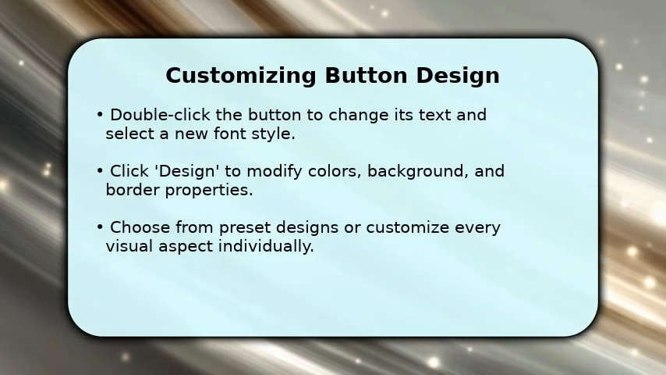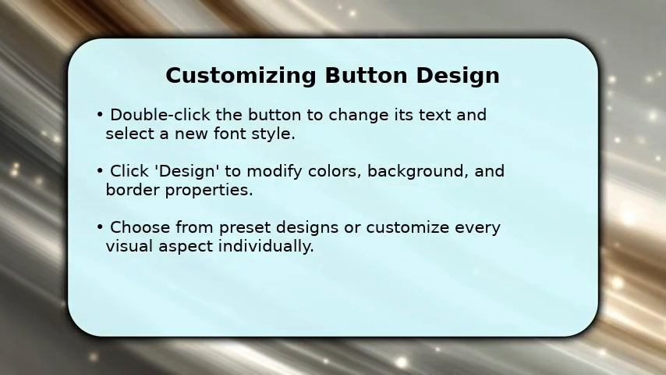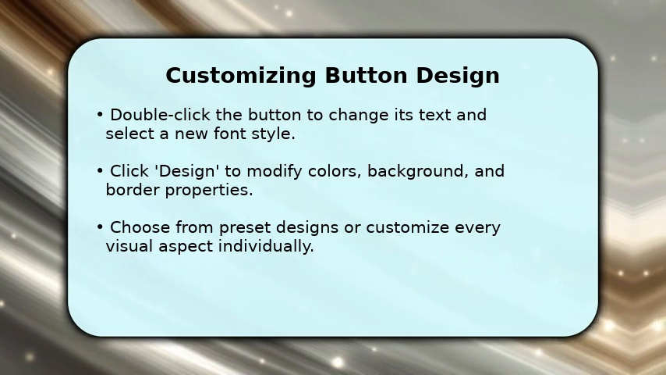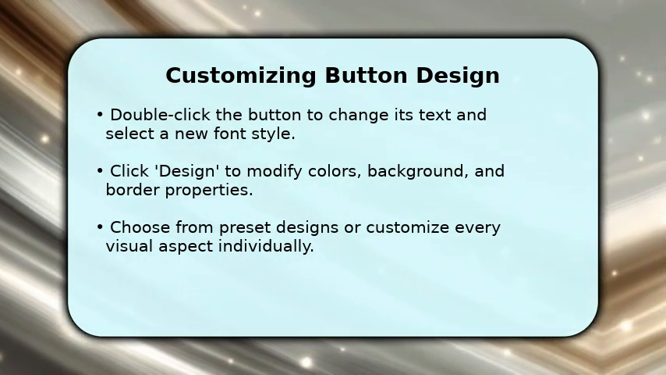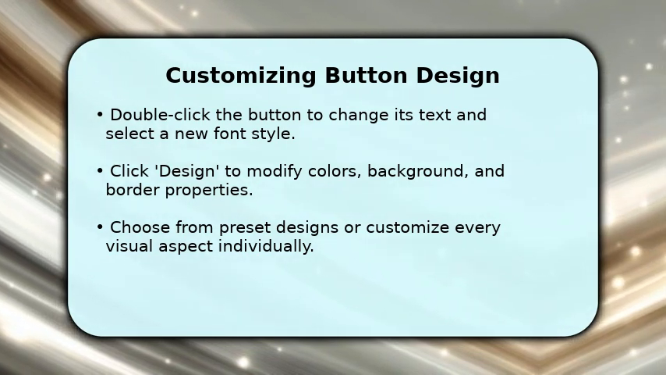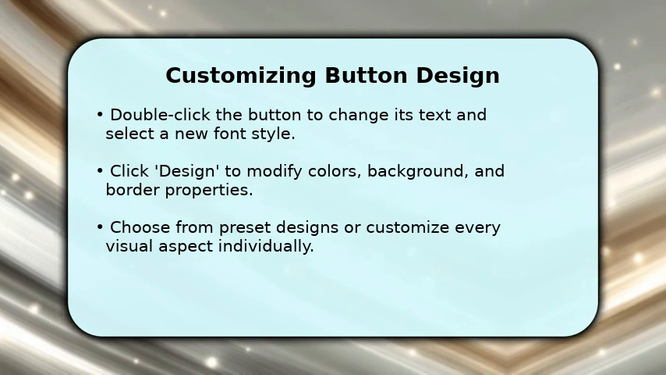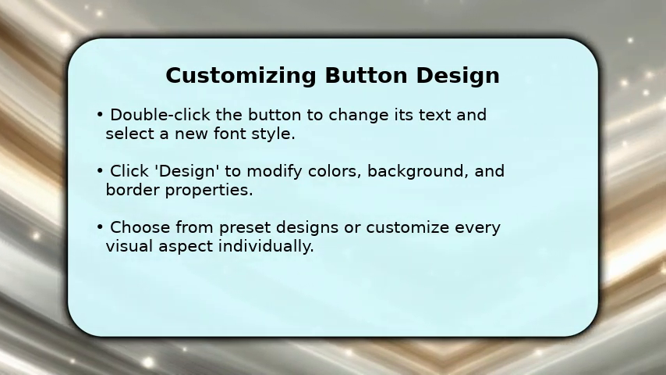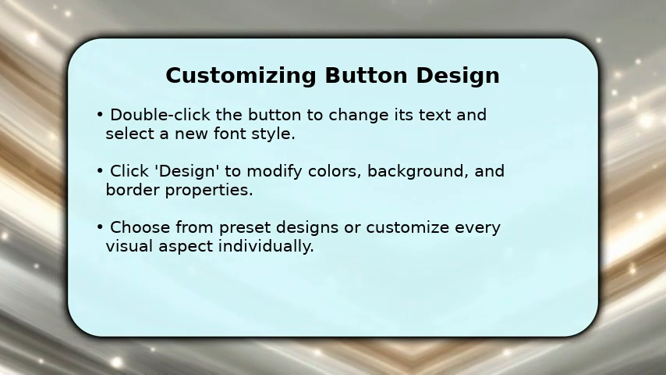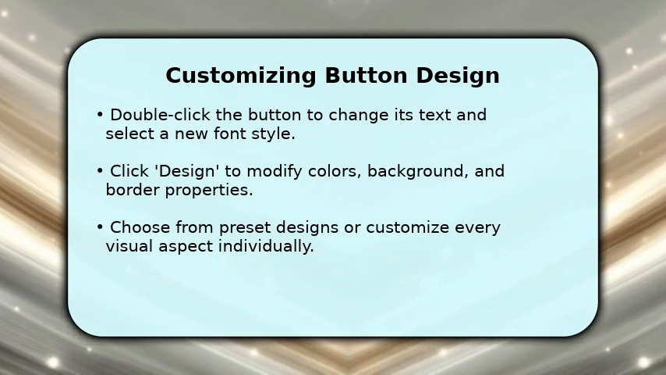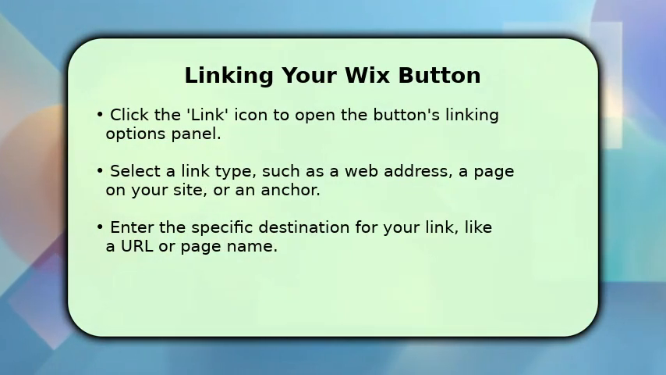Once your button is on the page, it's time to make it visually appealing. Double-click the button to edit its text and choose from hundreds of font options. Next, click the design icon to open up a world of customization. Here, you can change the button's fill color, background, and border. You can also adjust the corner radius to make your button perfectly rounded or keep it sharp and angular, giving you full creative control. A button needs to do something, right?